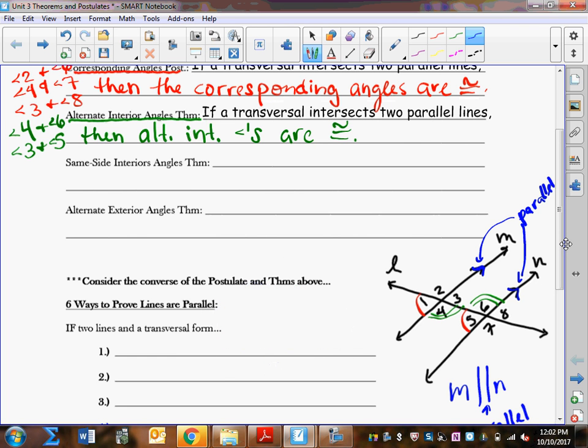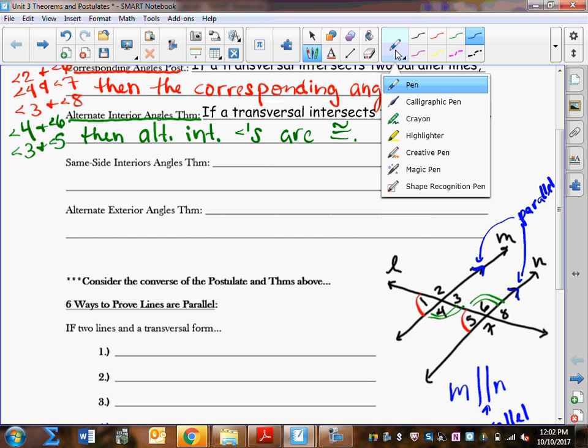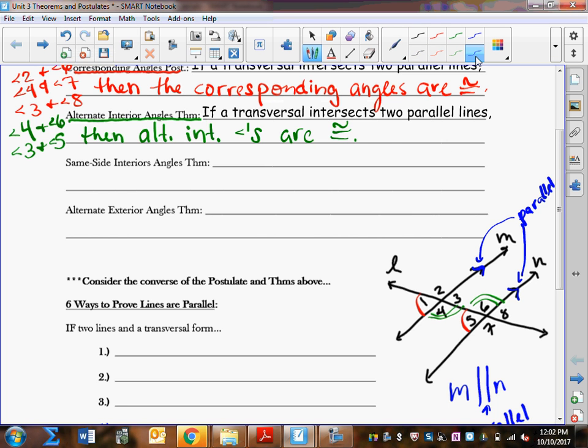So now let's take a look at, actually let's go to alternate exterior angles. Alright, alternate exterior angles. I want you to discuss with the person behind or in front of you. You talk to your shoulder partner today, and list alternate exterior angles.